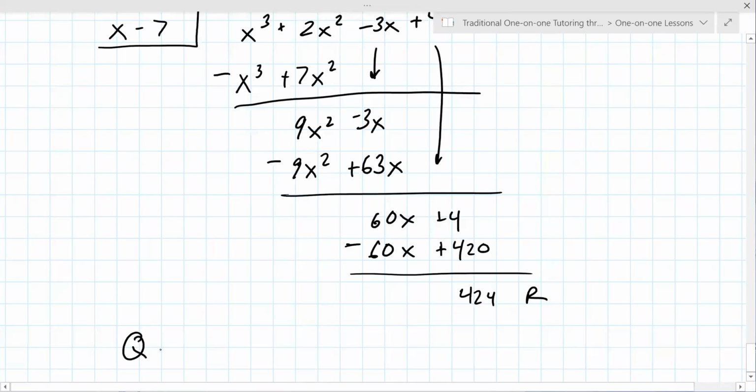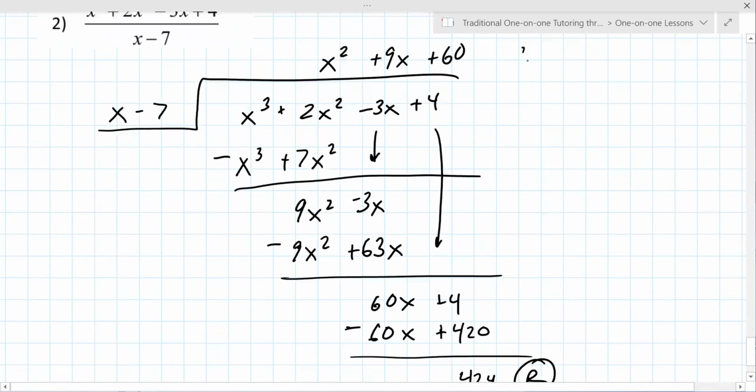And your result is always quotient plus remainder over divisor. The number you get here at the bottom, which could be 0, by the way, is your remainder. There's your quotient. There's your divisor. Okay. Got it.